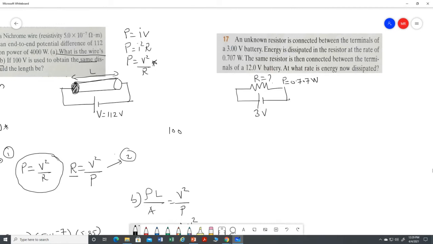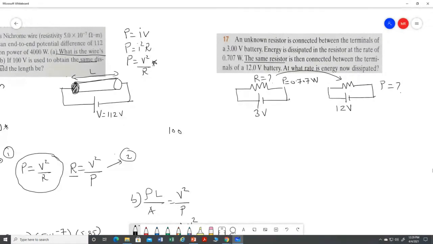Now, my dear, again here you have two parts, but only one question is given, because if you want to get the answer for this, you have to first get the answer of the first one. That means you have to get the value of R. Why? Because you just continue reading the question. The same resistor is then connected between 12 volt. So in the second part, you are going to use the same resistor, but this time the voltage of the battery is 12 volt. So in the first part, I am going to find the resistor's value, and then I am going to use this resistor value here to find the power. Clear, my dear? Doctor, clear?